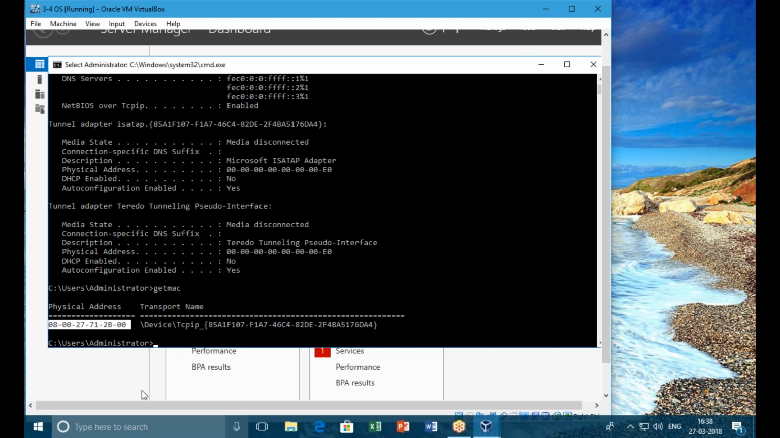To check the connectivity between devices, we need to use the ping command: ping space IP address. Here we need to use the other device's IP address, the system to which you want to connect. If you're getting a reply, it means you have connectivity.